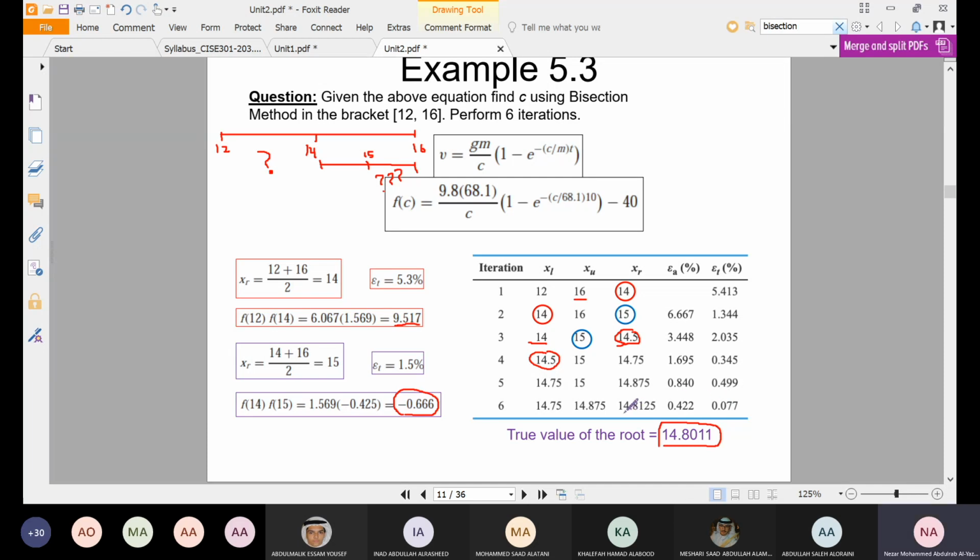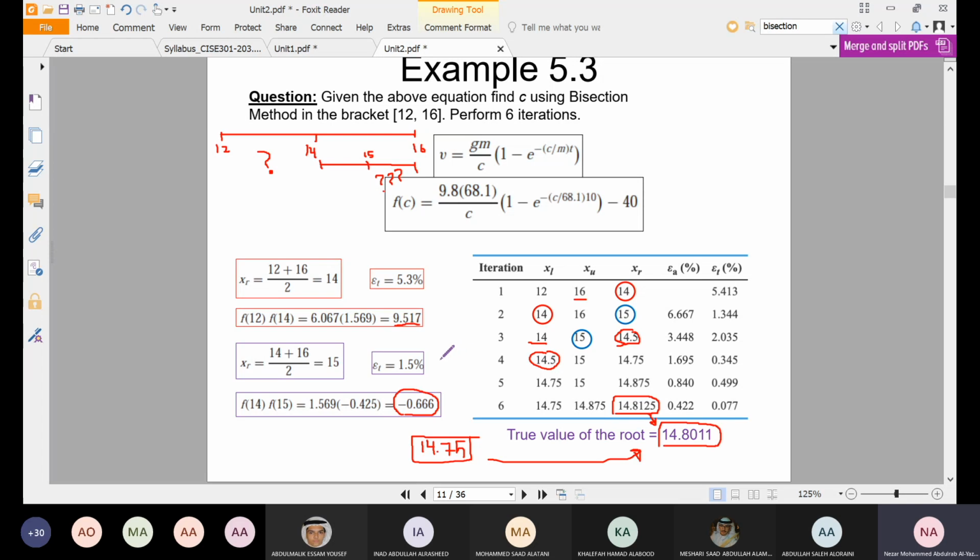Okay, so with the midpoint, you can see it goes closer to the true value that we have. But if we remember, when we do, for example, the graphical method, we approximate this to be 14.75, while the true value is this point.